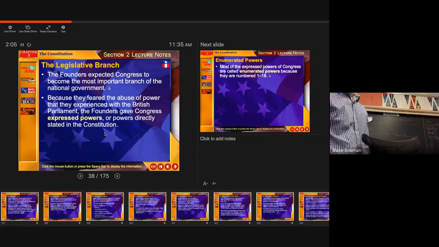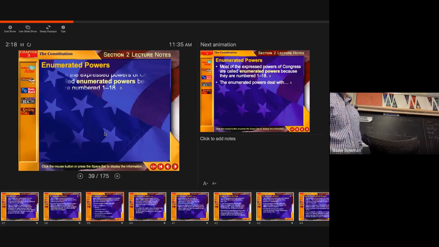All right, so with express powers, we talked about that already. They're expressed in the Constitution. They're specifically detailed, expressed, right, General Patton? You got it. Good. Okay, enumerated powers. Enumerated powers.